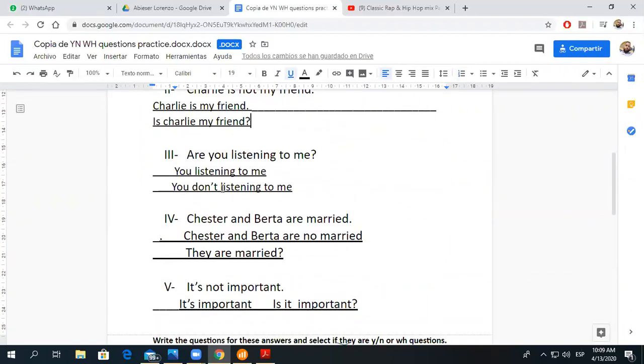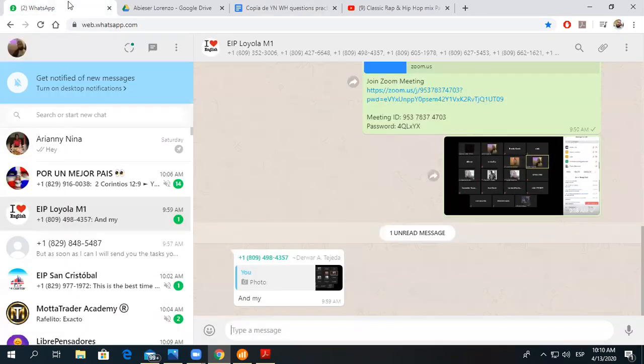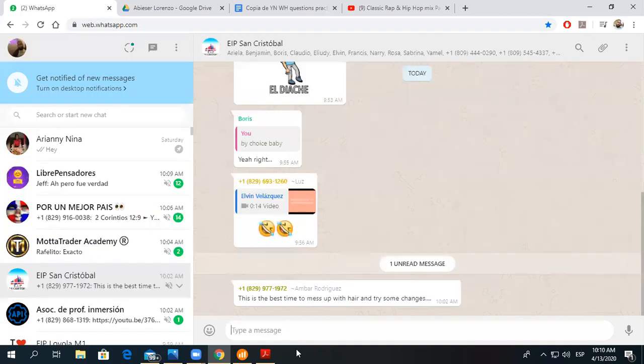Are you listening to me? Okay, this one is not a verb to be question. This is a present continuous question, okay? Even though it might be similar because it has are at the beginning, this is a present continuous question. As you notice, it has listening. So are here is not a verb, it's an auxiliary. It's an auxiliary verb. I need to specify that, guys.